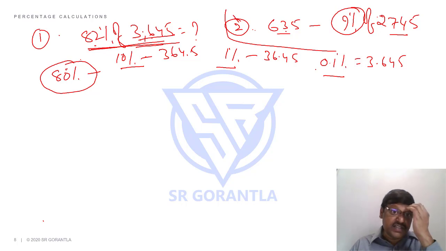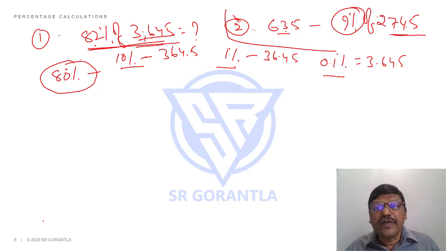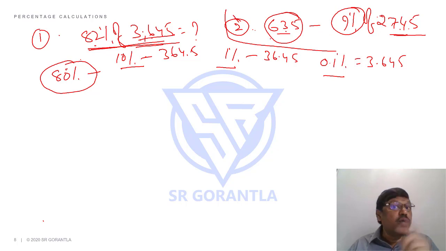Right? So students, now once you do this, let me ask you one thing. What is 10% of 2745? 274.5. What is 1%? 27.45. What is 0.1%? 2.745. Suppose for 635, if I ask you, what is 10% of 635? 63.5. 1% is 6.35. 0.1% is 0.635. Like that, you should be able to say 10%, 1% and 0.1% easily, right?